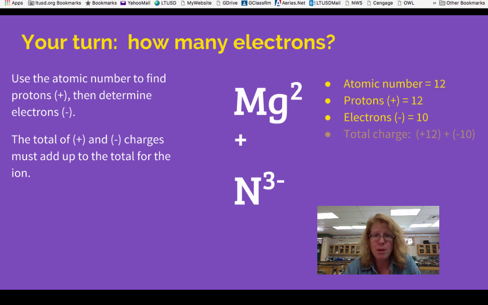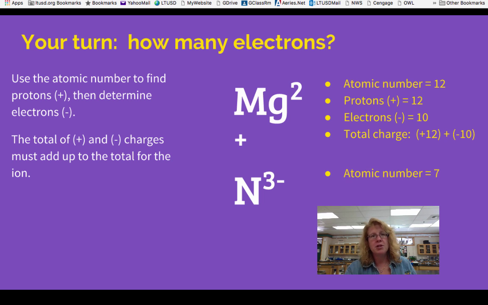And you can double check. Does your math add up? 12 plus 10 minus should add up to 2 plus. And in this case it does. So let's take a look at nitrogen. And again, if you got magnesium wrong, hit pause again and go scratch that out and fix it. I'm not going to know if you actually got it wrong, so try.